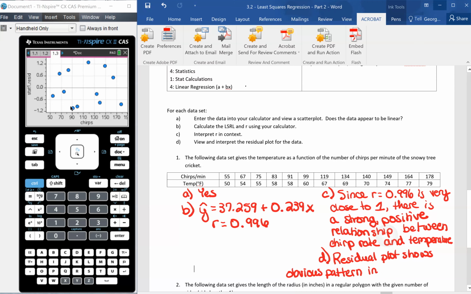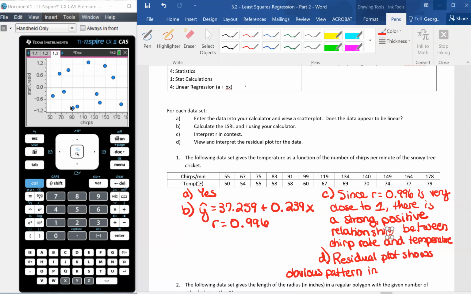Indicating a linear fit. So based on all of that information that we just got, part A, B, C, and D, we could say that the number of chirps per minute of the snowy tree cricket has a strong positive linear relationship to the temperature outside.